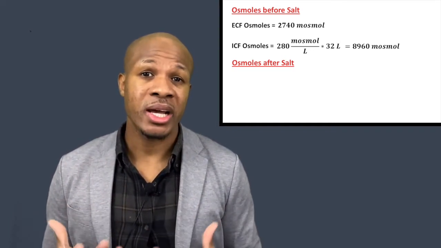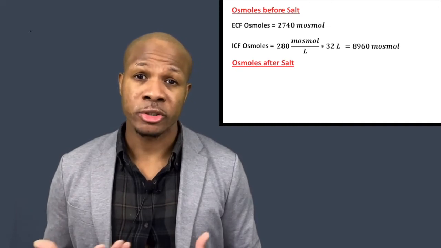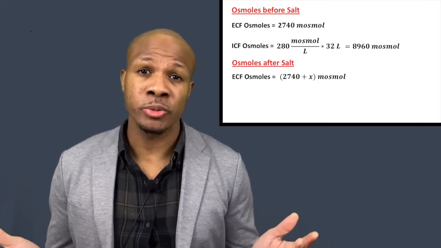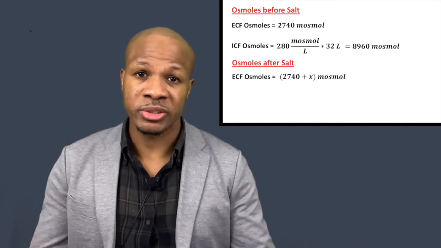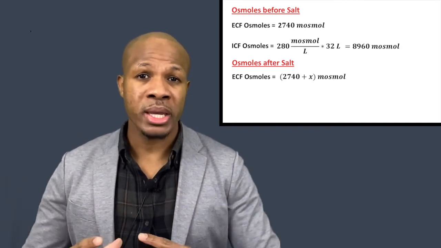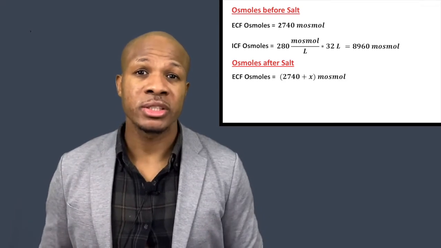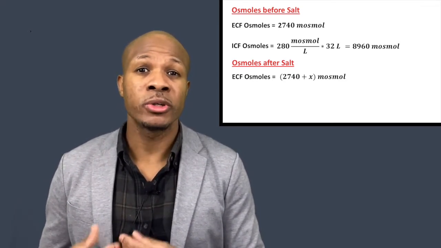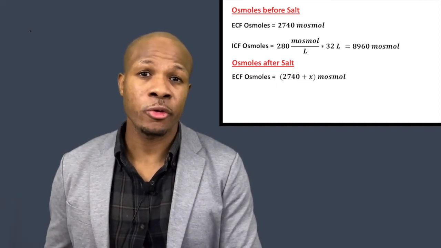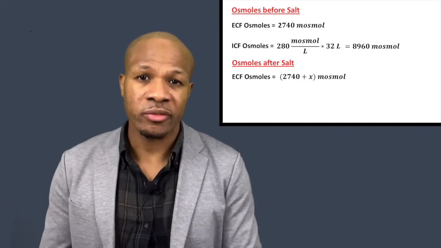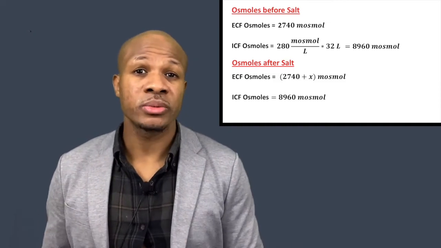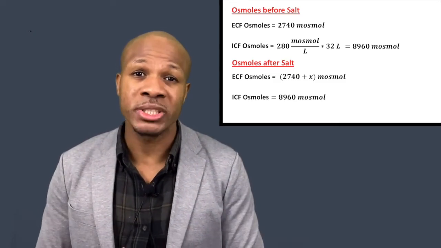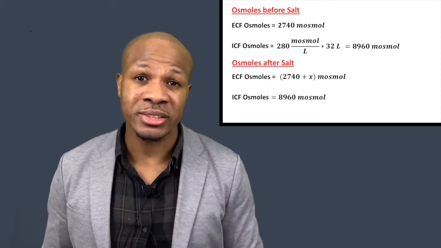And we're trying to figure out how much salt she should consume to get her sodium level back up to normal. So we're going to say that she's going to consume X milliosmoles of sodium. And this sodium is going to remain within the extracellular fluid. So this is going to add to the milliosmoles of the extracellular fluid. So we're going to have 2,740 plus X milliosmoles after she eats the salt. And of course, the amount of particles within the intracellular fluid will remain the same. That's not going to change. So that's going to remain 8,960.